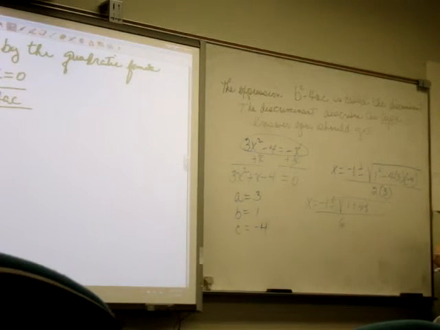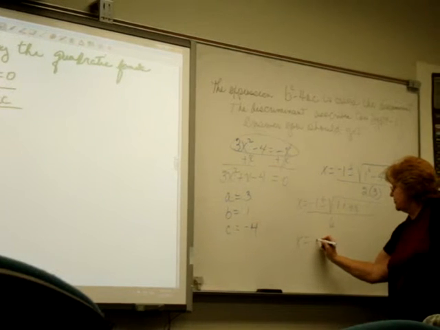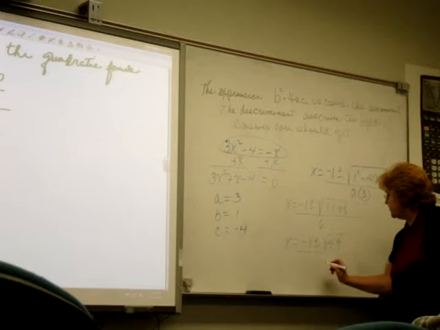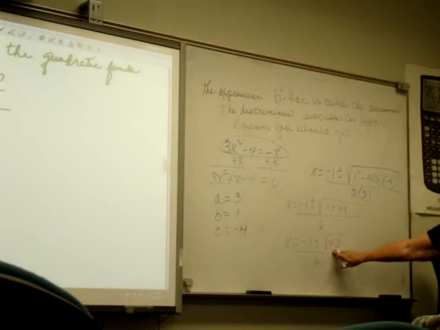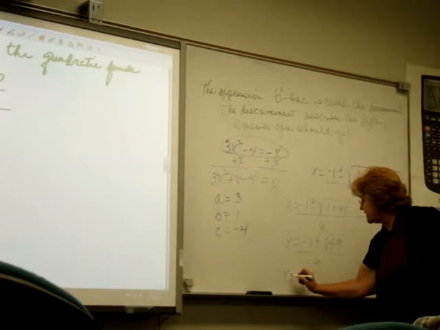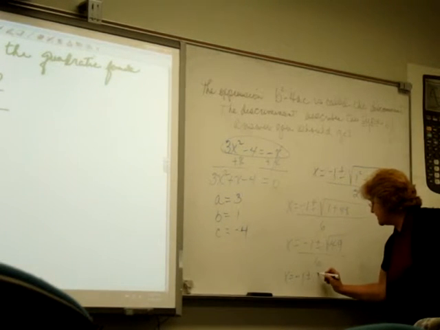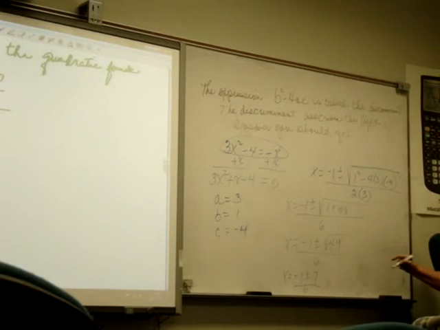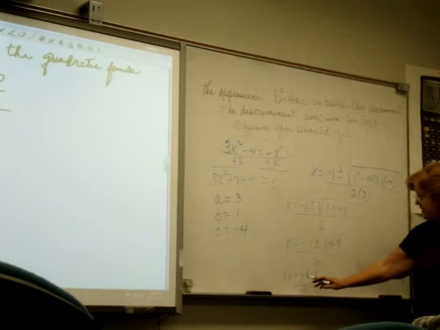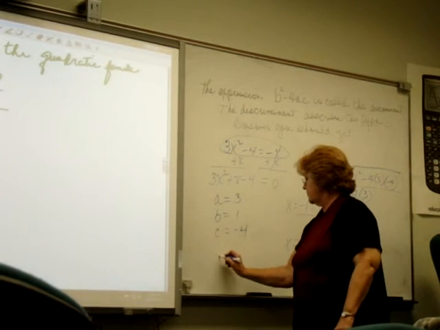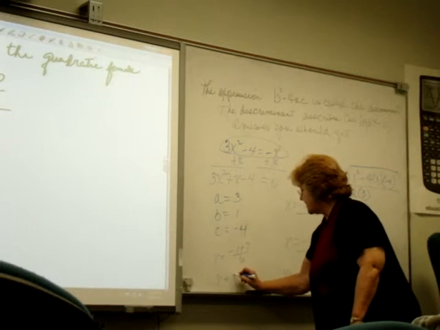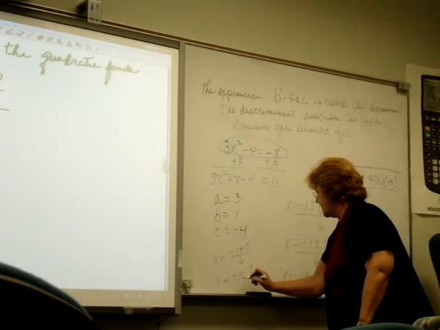Okay? Now, we still don't have that radical down to a single number. 49. Combine those. Now, can we simplify this in any way? The square root of 49 comes out as a 7. So we have x equals negative 1 plus or minus 7 over 6. Now, you can tell me specifically 2 numbers there. You've got negative 1 plus 7 over 6, and you've got negative 1 minus 7 over 6.